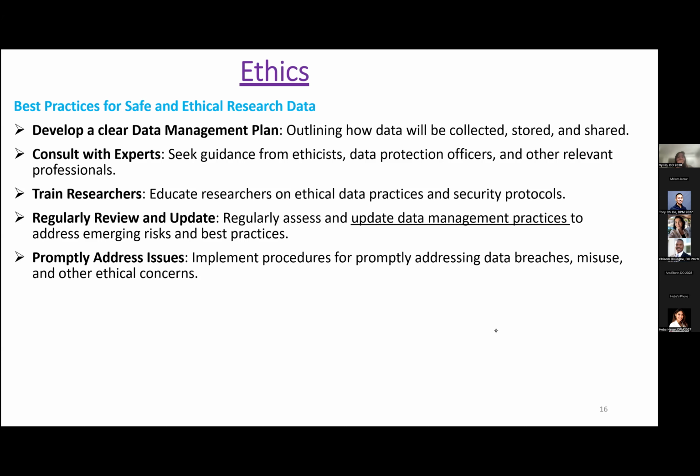Coming to promptly address the issue. Promptly address the issue means if there is an issue with the data collection or data sharing, storage, or analysis, you have to promptly intervene. And this is the responsibility of the principal investigator.